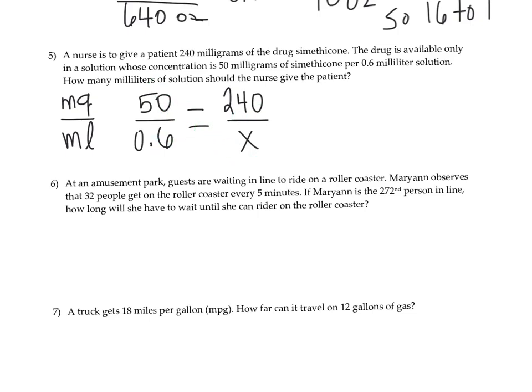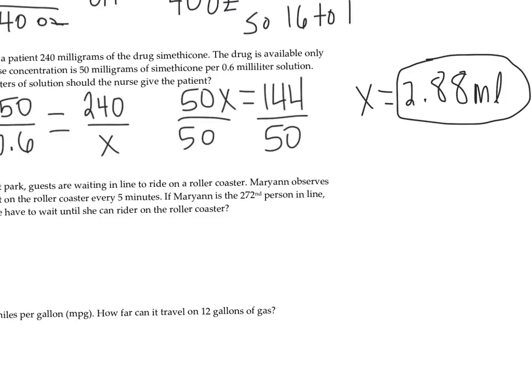We've set up a proportion, so to solve this we will cross multiply. So 50x equals 0.6 times 240, if you multiply that, you get 144. So we are going to divide both sides by 50. 144 divided by 50 is 2.88. So x is 2.88 milliliters, our denominator label, and that is how many milliliters should be given to the patient.